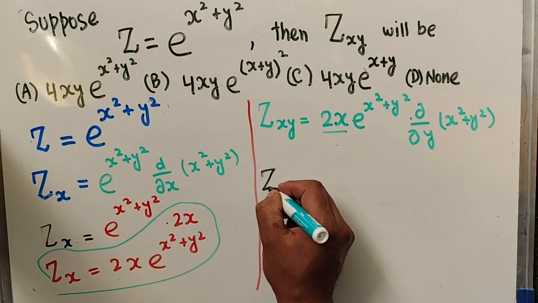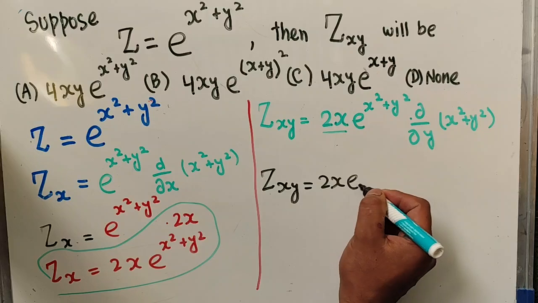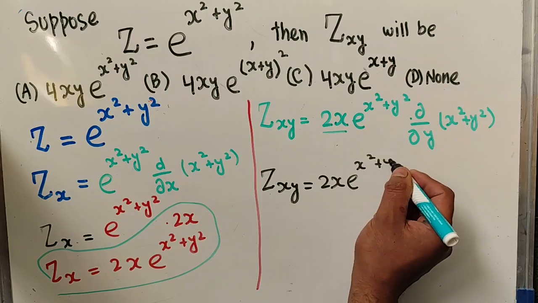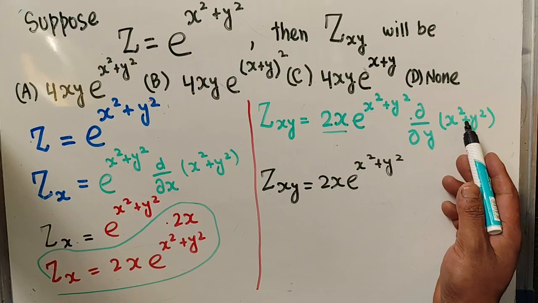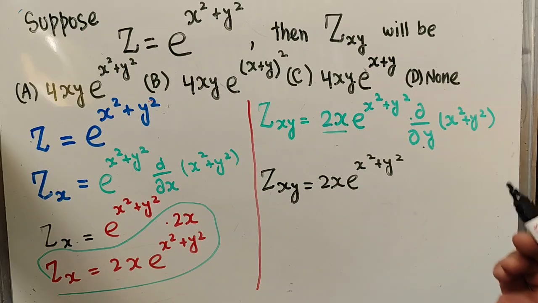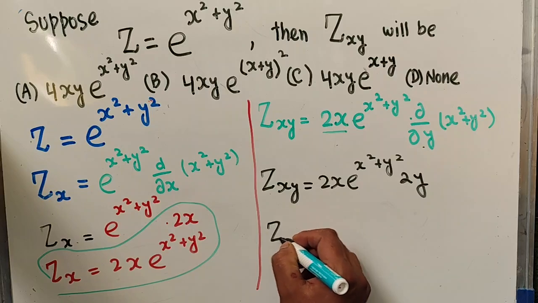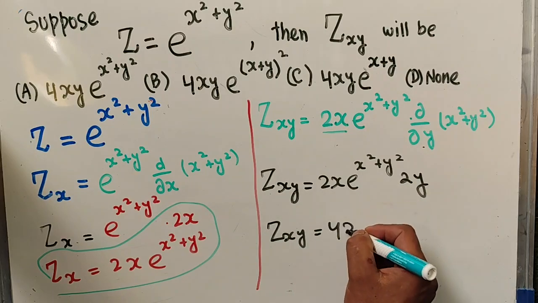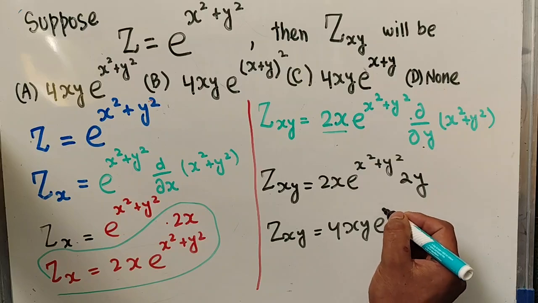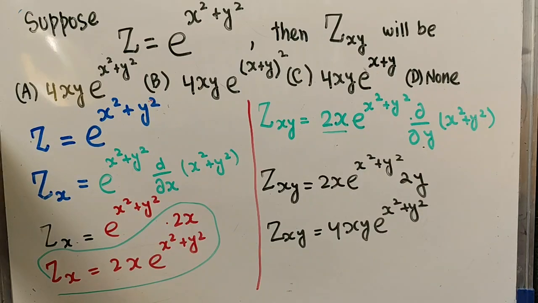So z xy will be equal to 2x e raised to the power x square plus y square. Now the derivative of this function with respect to y: the derivative of x square is 0 because we are taking partials with respect to y, and the derivative of y square is 2 times y. So z xy will be equal to 2 times 2, that is 4, x into y is xy, e raised to the power x square plus y square. This should be the answer. That means the first option is correct.